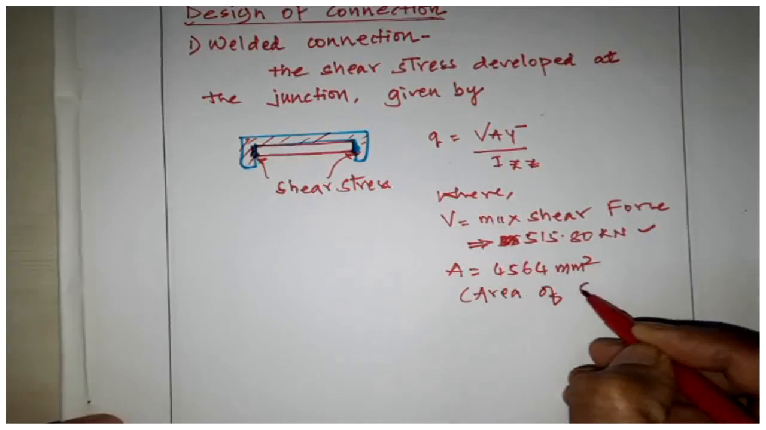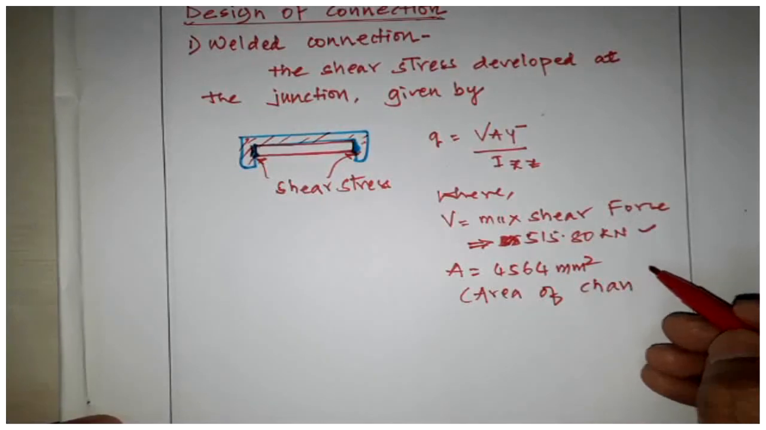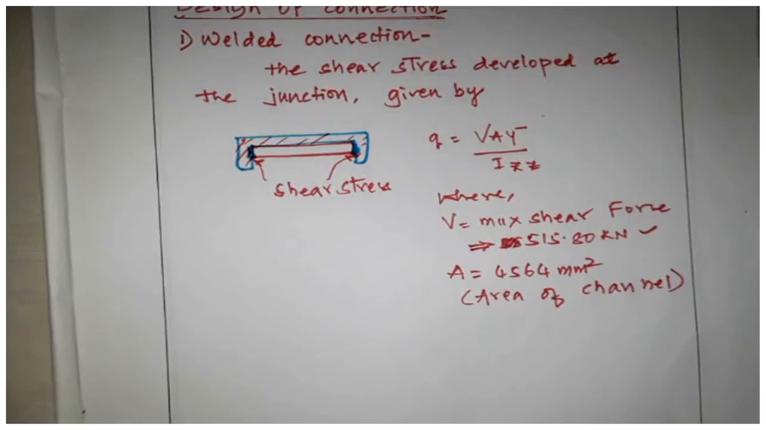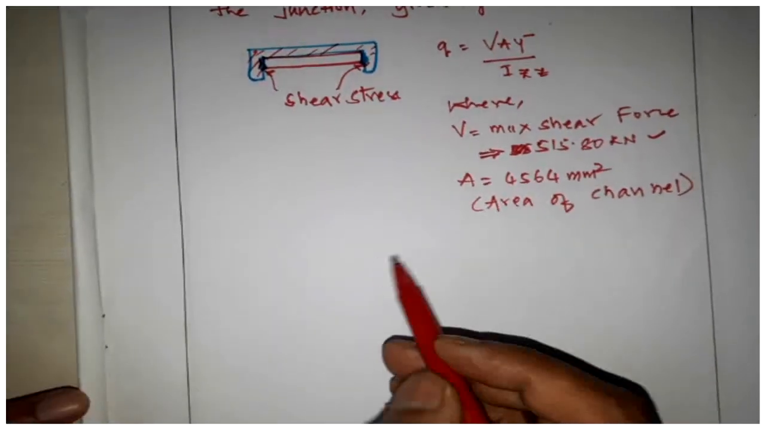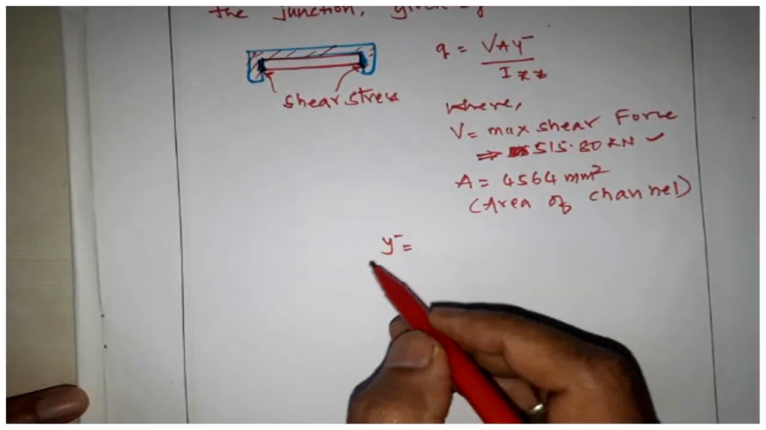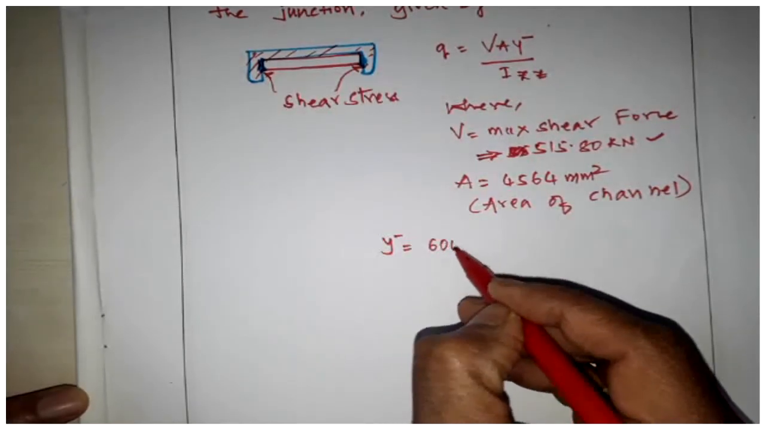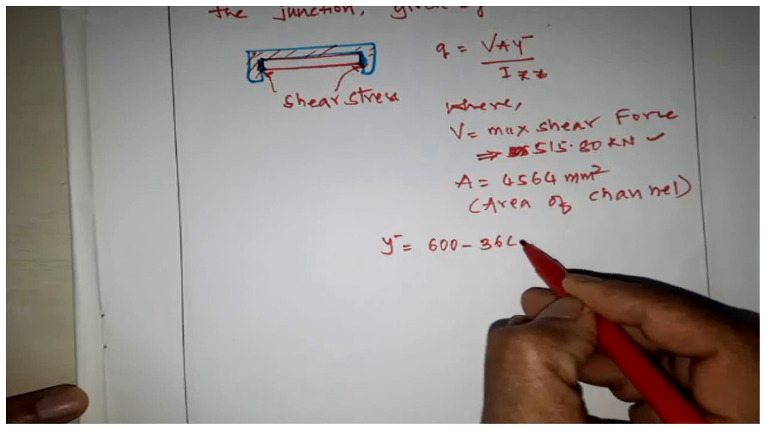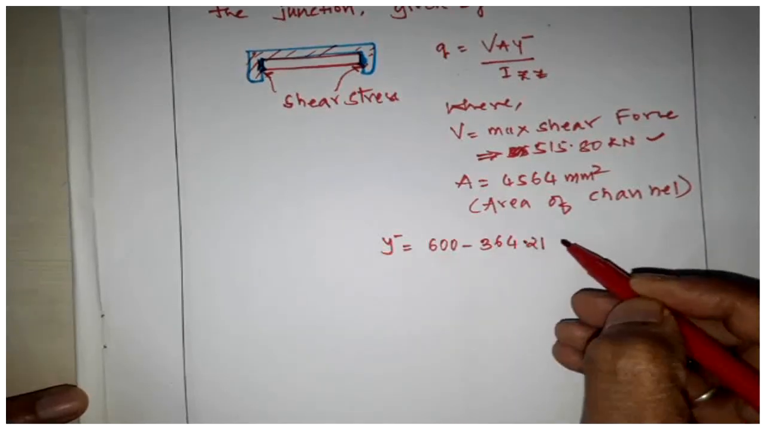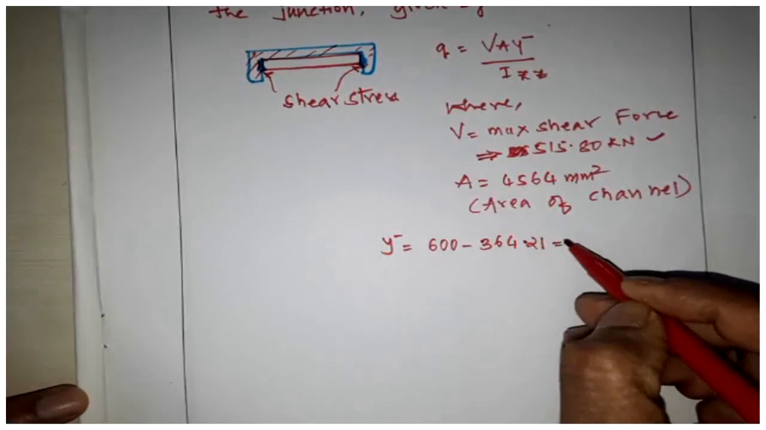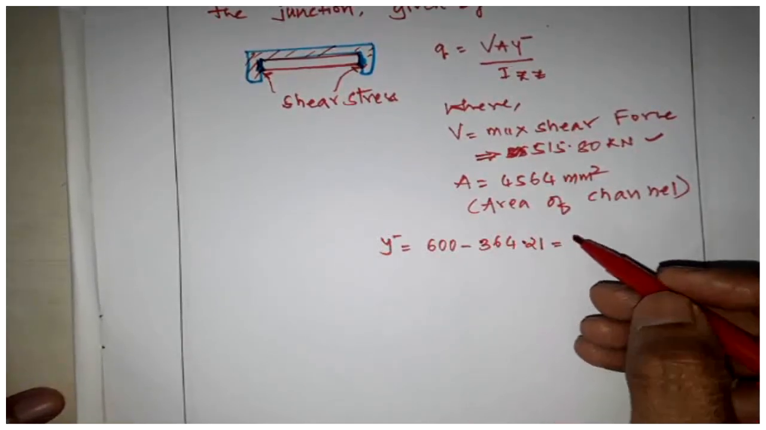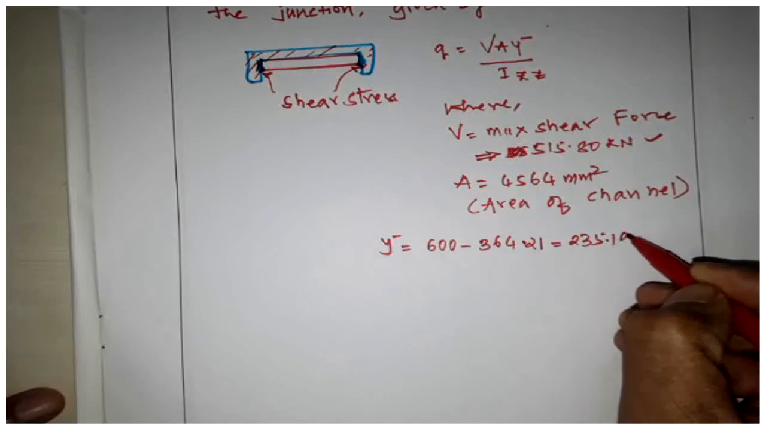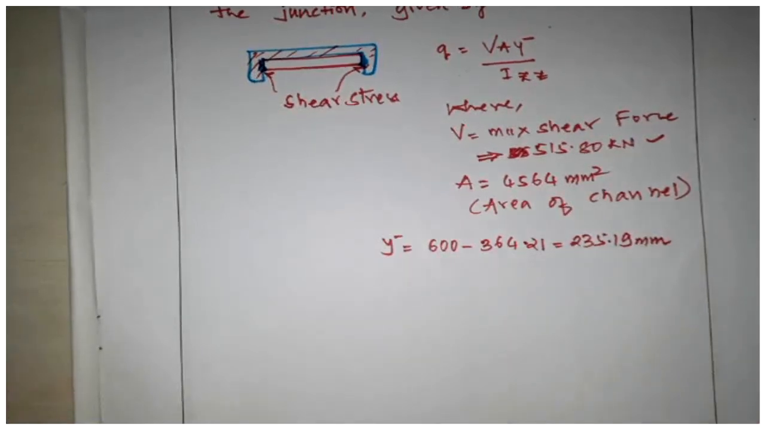This area is nothing but the area of the channel. You have to consider the area of the channel. Then we have y bar. Next is y bar. For y bar, it is given for the top section: y bar is 600 minus 364.21. This we have already calculated, 364.21, that is y bar b. We'll get this as 235.19 mm.